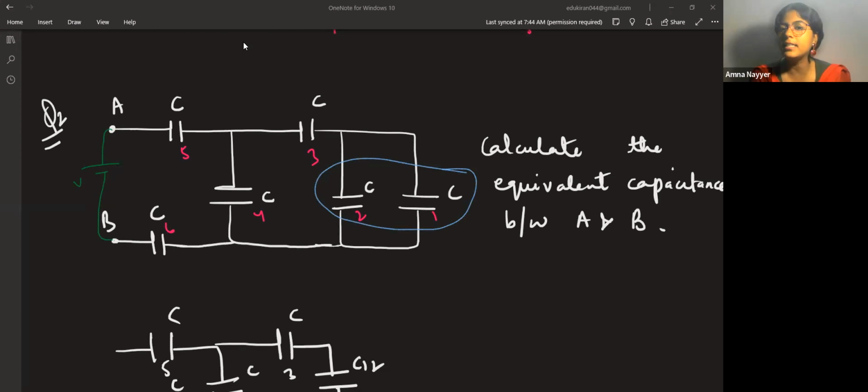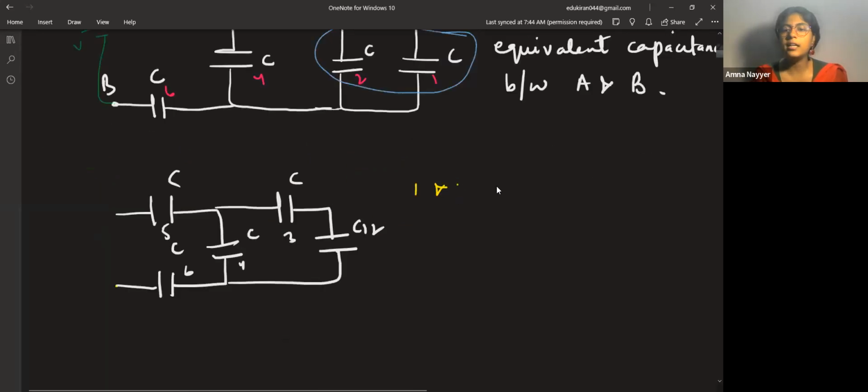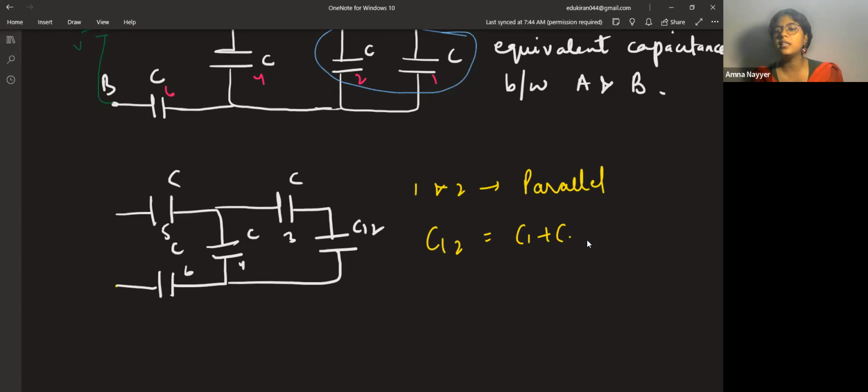1 and 2, are they connected in series or parallel? At least this you can all tell me. Parallel. Very good, Mariam and Amna. So 1 and 2 are parallel. And if two capacitors are connected in parallel, their net resultant capacitance is by direct addition. So C12 will be C1 plus C2, that is C plus C, which is equal to 2C. So here, instead of writing C12, we can replace it as 2C, right?